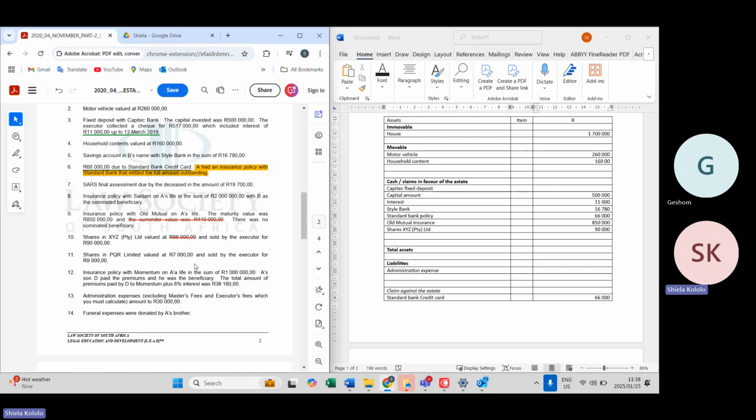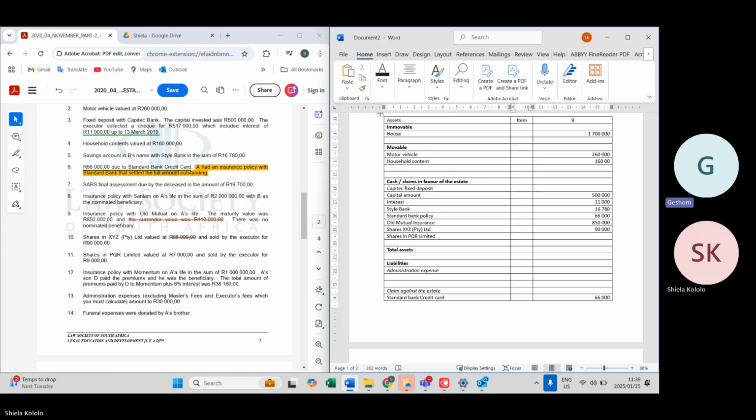Then we've got number 11. Shares in PQR Limited valued at 7,000 and sold by the executor for 9,000. It's going to be the same. How do we record it? On the claim against the estate, we record 9,000. No, be careful not to confuse it. This one is a claim in favor of the estate, the other one is against.